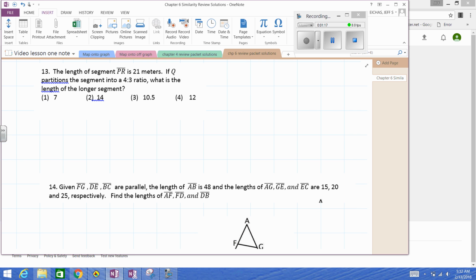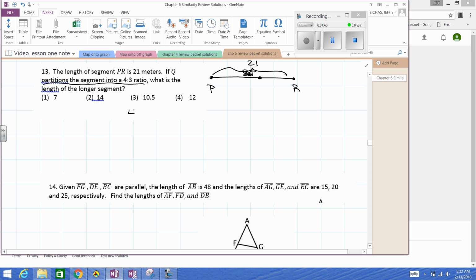Okay, so we have segment PR is 21, and we have a partition segment. So Q is going to partition the segment in a 4:3 ratio. So let's say that it goes 4:3, a little more than halfway. We're trying to figure out how to split up the 21. 21 is actually the whole way.